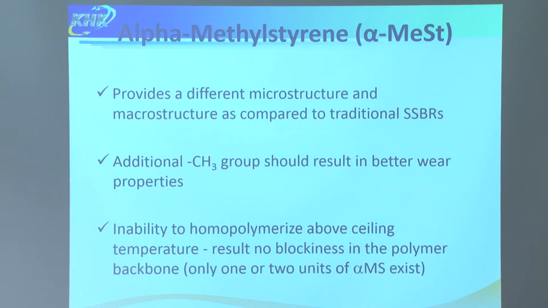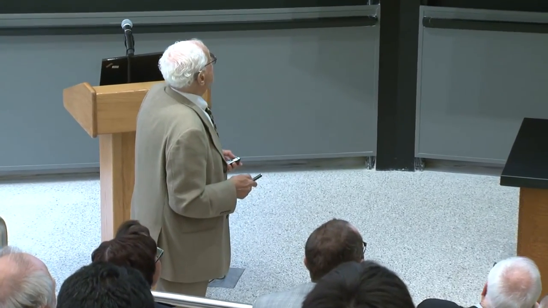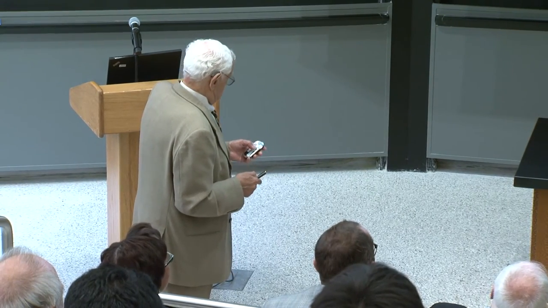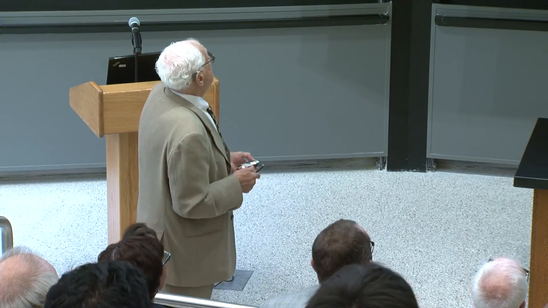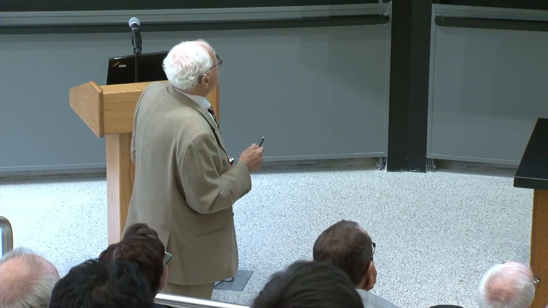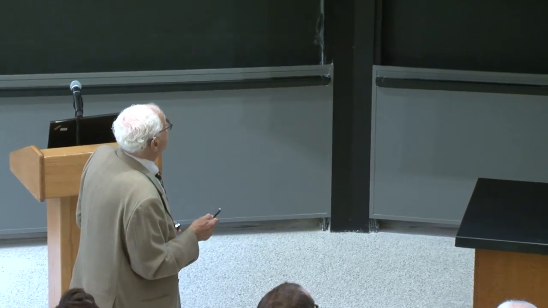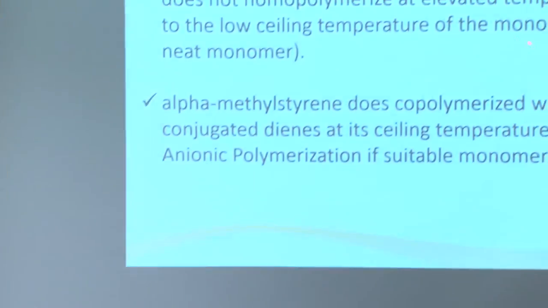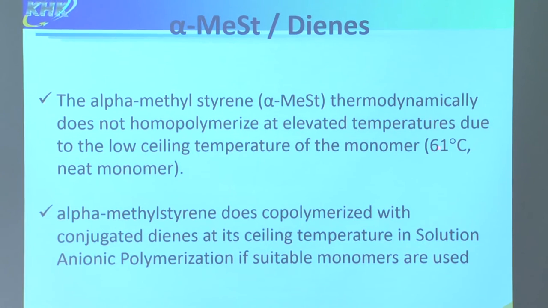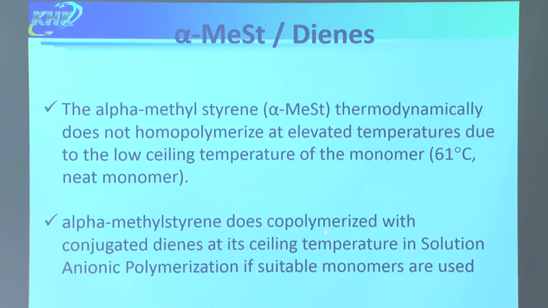the ceiling temperature is 65 degrees. In other words, thermodynamically at 65 degrees, it all goes to monomer, not to the polymer. So alpha methylstyrene thermodynamically does not homopolymerize at elevated temperature due to its low ceiling temperature of 61 degrees Celsius. Alpha methylstyrene does not copolymerize with conjugated diene at the ceiling temperature in solution anionic polymerization if a suitable modifier is not used.